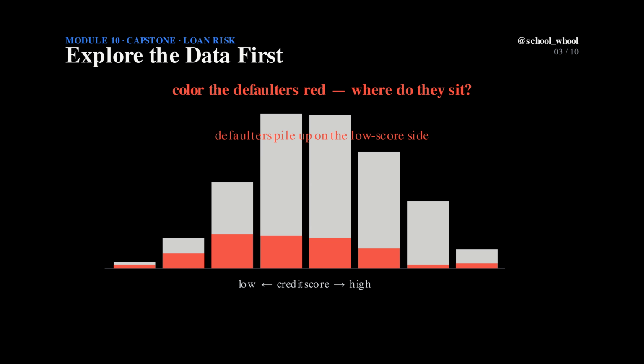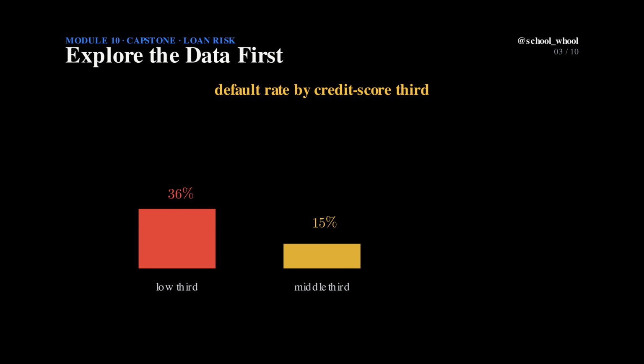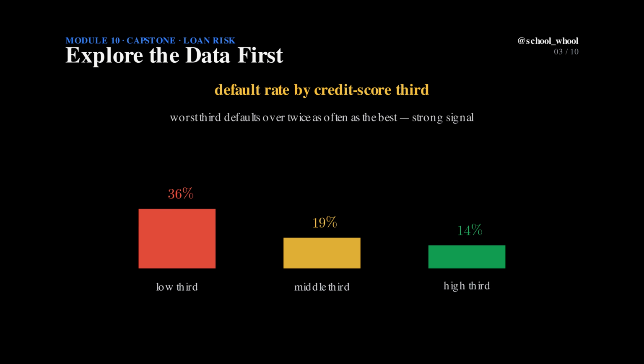We can make that precise. Split applicants into thirds by credit score, and compute the default rate in each. The lowest third defaults 36% of the time. The middle, 19%. The top third, just 14%. The worst third defaults more than twice as often as the best.